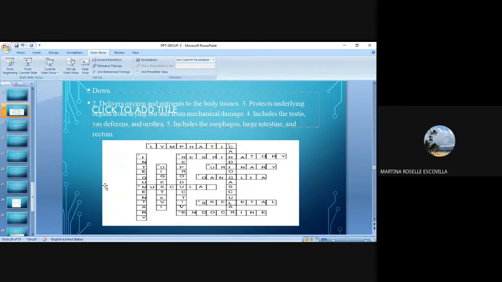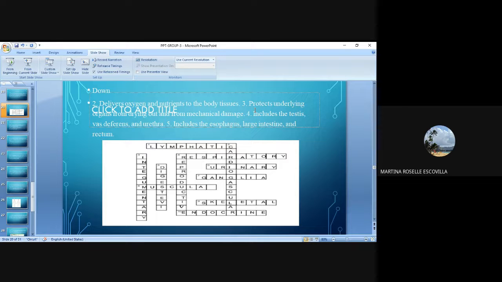Number 2, it delivers oxygen and nutrients to the body. And the answer here is cardiovascular. Cardiovascular, it works to transport oxygen and other nutrients to all the organs and tissues in your body.